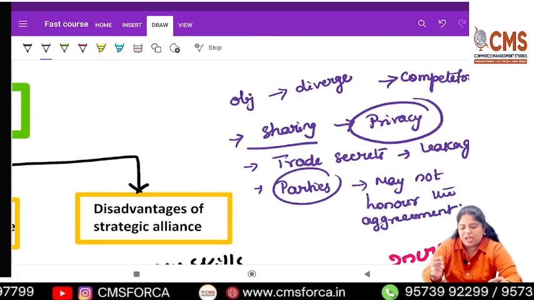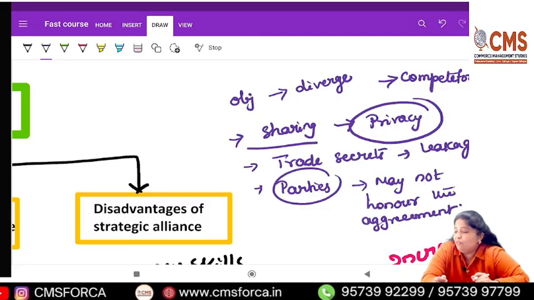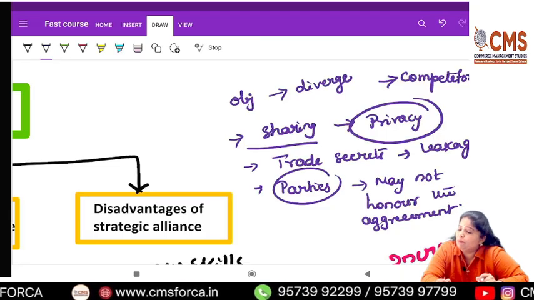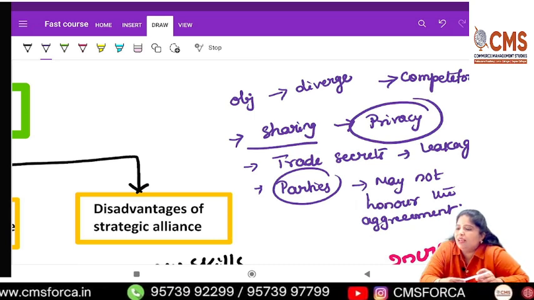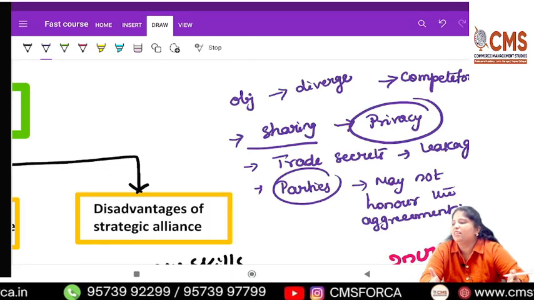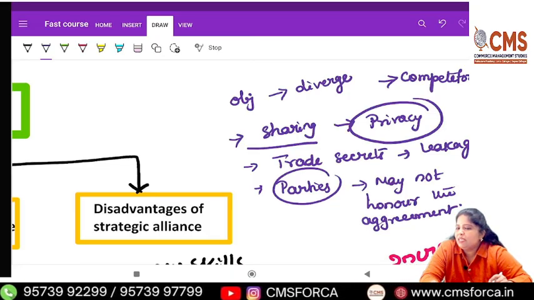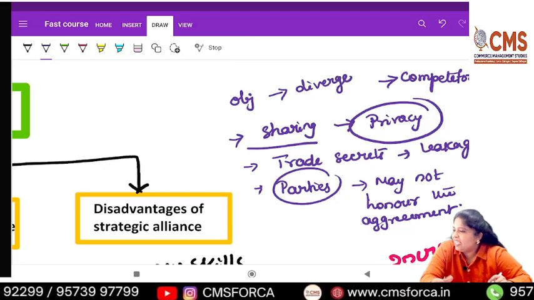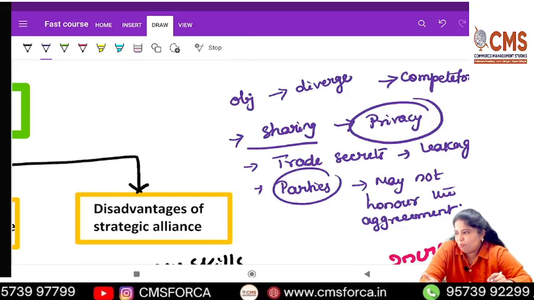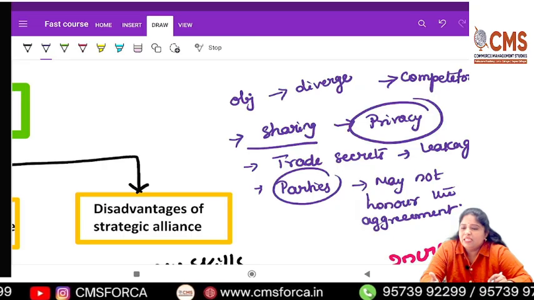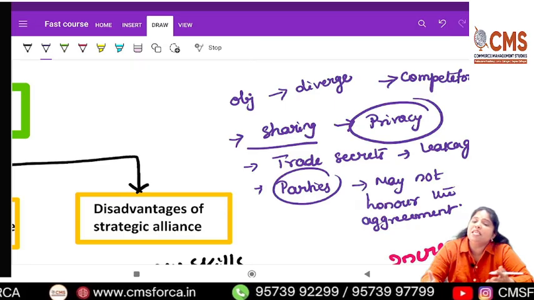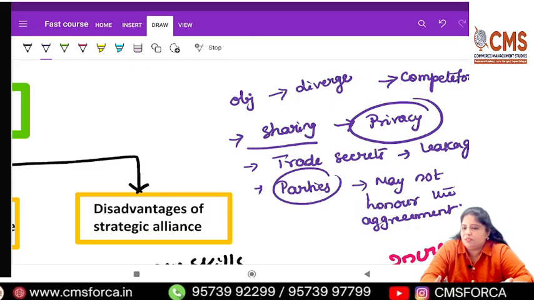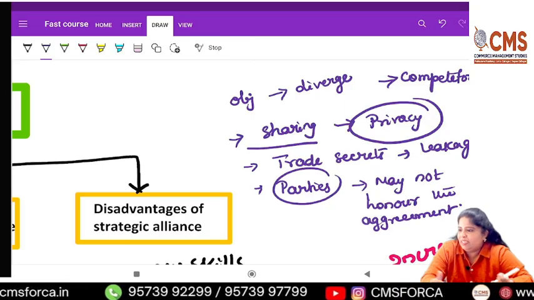So now, as we go further, let's give a couple of examples of strategic alliance. You all know one alliance which you have been seeing constantly through online payments: Amazon Pay and ICICI Bank. They have released a co-branded credit card to enable easy payments to customers. That is a strategic alliance.